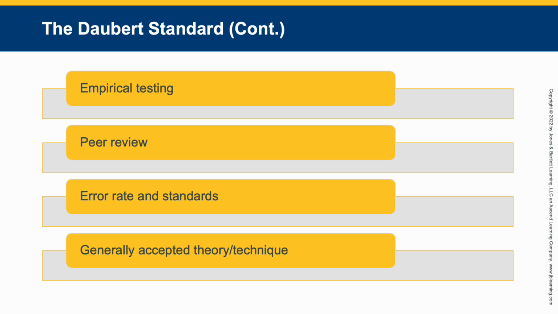In the Daubert standard, we look at empirical testing, peer review, error rate, and standards, and whether it is a generally accepted theory or technique. I would suggest you look at the available course material and read it carefully to understand and comprehend in more depth.